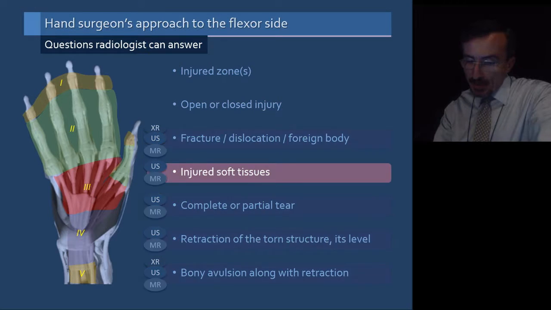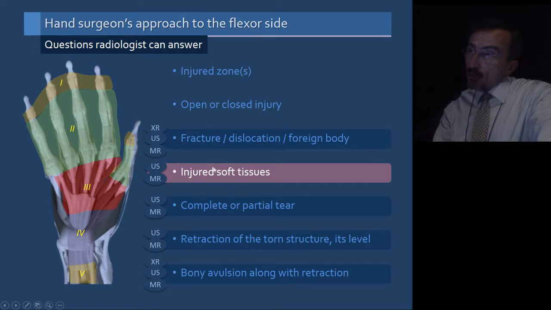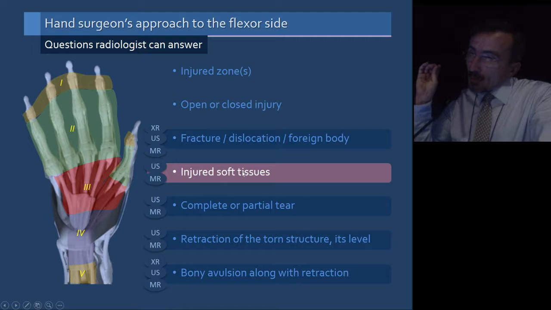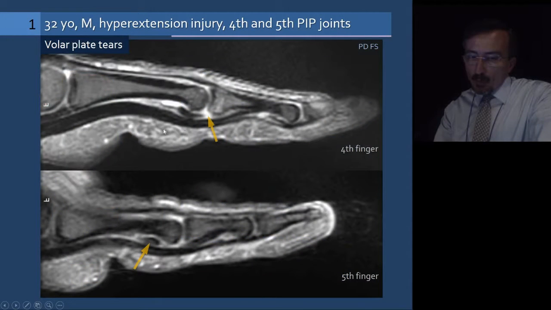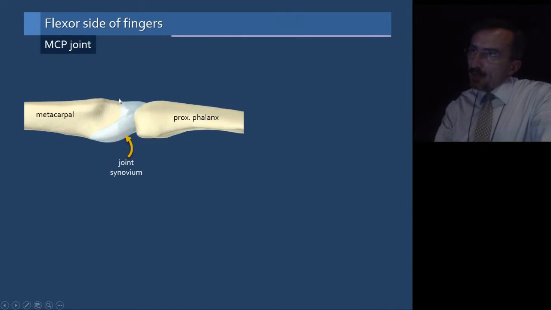But MR imaging is there on every one of them. So we have to know about the injured soft tissues. And with soft tissues, we need to know about some specialized structures of the fingers. And we will just come to Waller plates now. So this patient had Waller plate tears, and we will now see where the Waller plates are located.